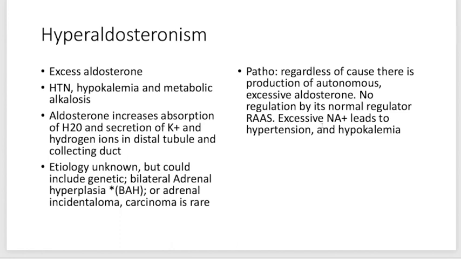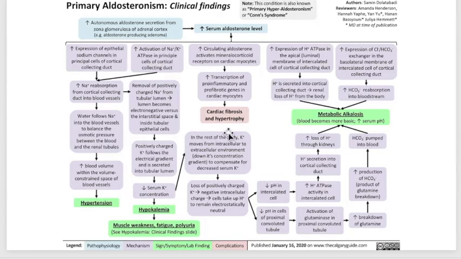Regardless of whatever the cause is, we have autonomous excessive aldosterone, and there's no regulation by its normal regulator, which is the renin-angiotensin-aldosterone system, and that leads to excessive sodium, which leads to hypertension and hypokalemia. There is your pathway for your aldosteronism.